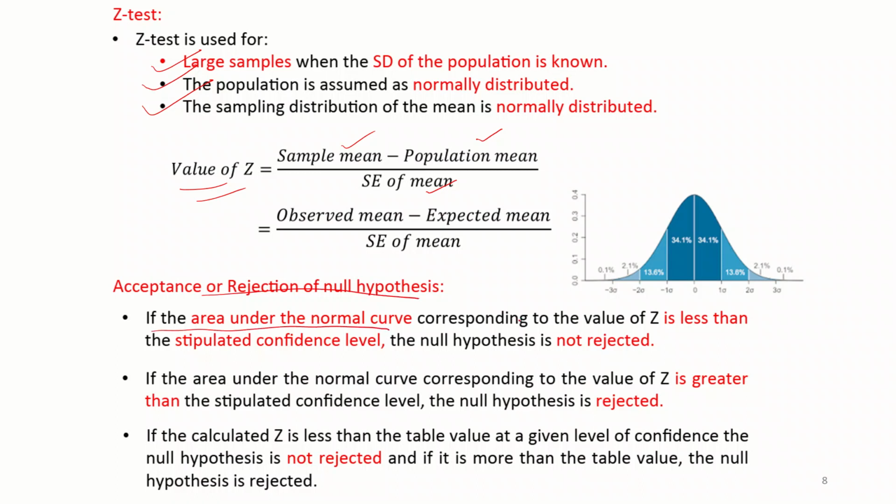Acceptance or rejection of the null hypothesis: if the area under the normal curve corresponding to the value of z is less than the stipulated confidence level, then the null hypothesis is not rejected. And if the area under the normal curve corresponding to the value of z is greater than the stipulated confidence value, then the null hypothesis is rejected. These are the two conditions. If the calculated z is less than the table value at a given level of confidence, the null hypothesis is not rejected, just a repetition here.